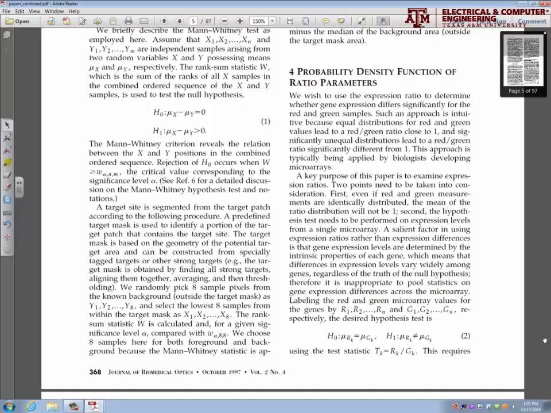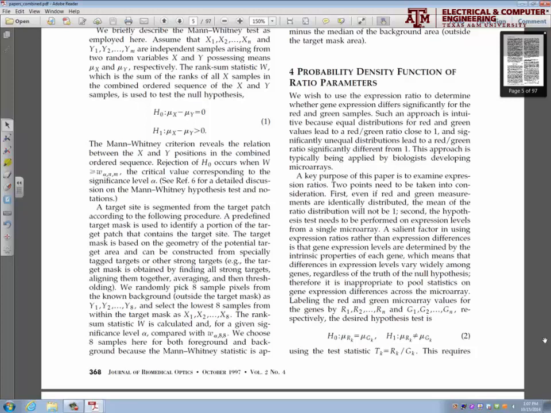Right? So labeling the red and the green microarray values for the genes, at the first spot by R1, G1, second spot R2, G2, and so on, the desired null hypothesis now becomes that the mean of red equals the mean of green at each and every spot, right? And the alternative hypothesis is that the means are not equal, right? And the test statistic that you're going to use for testing this hypothesis is the ratio of RK and GK, the red intensity to the green intensity, right?